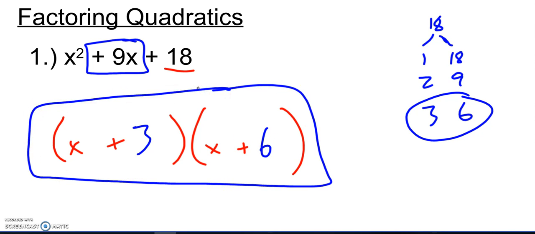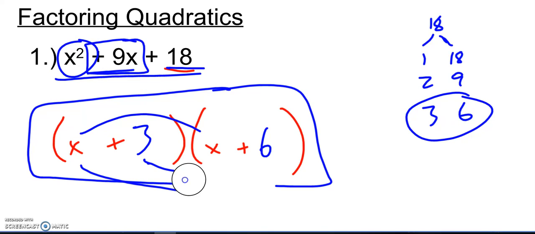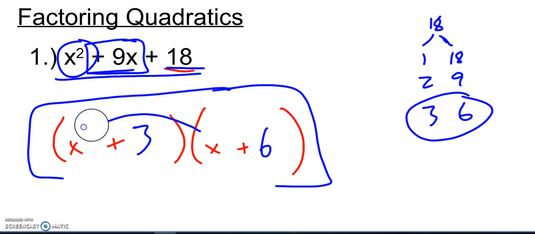And if you ever wanted to check that, you could FOIL this, and what you should find out is we get that. 3 times 6 does give us the 18, and then 6x plus 3x gives us the 9x, and we already know that x times x gives us the x squared. So just a quick way to check that. But anyway, our final answer is now what I had circled before, before I erased everything.